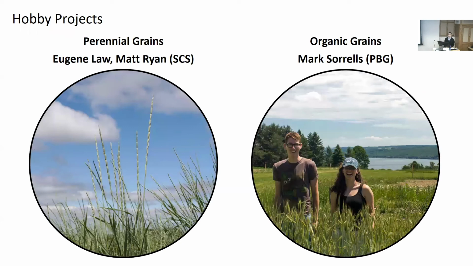Matt Ryan's lab is doing some very exciting work on cropping systems that incorporate perennial grains, including an intermediate wheatgrass called Kernza, which is pictured here on the left. And I've been able to team up with Eugene Law to hunt for pathogens in their field trials, and it's been a real treat to look for disease in these new hosts.